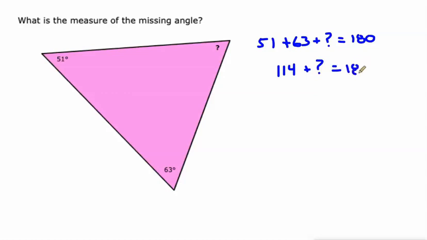And so if we just subtract that 114 from 180, then we'll have our missing angle, which is 66 degrees. So this angle here is 66 degrees.